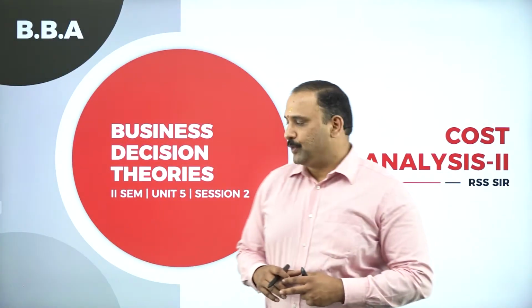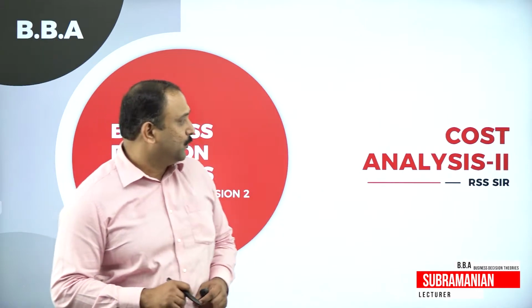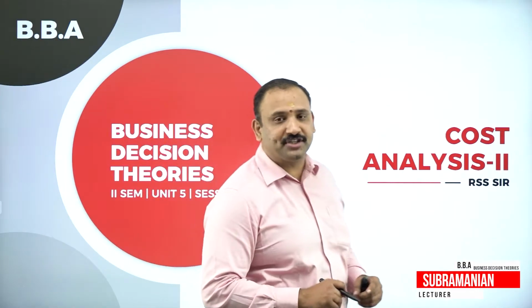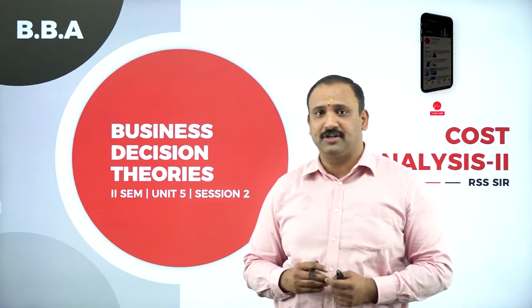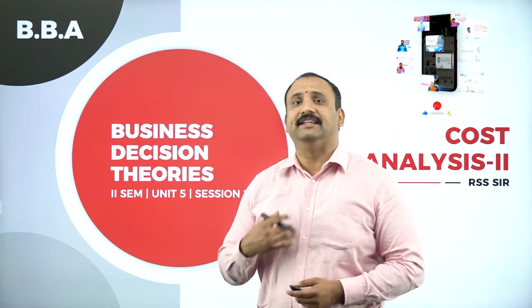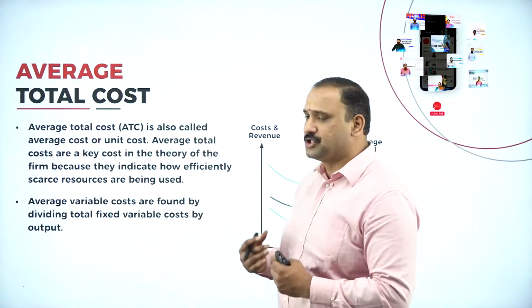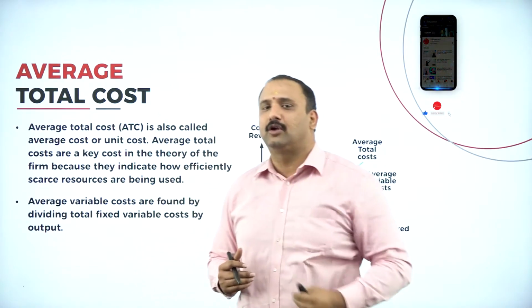Good morning and welcome to the second session in Unit 5 in Business Decision Theory, where we are going to speak about the cost analysis. And this is going to be the second part of our cost analysis, a continuation of the previous one where we were talking about the different kinds of cost. So we are now going to look into the average total cost.